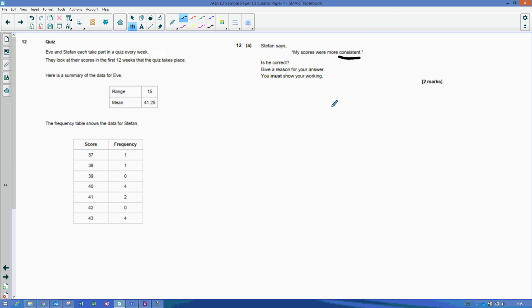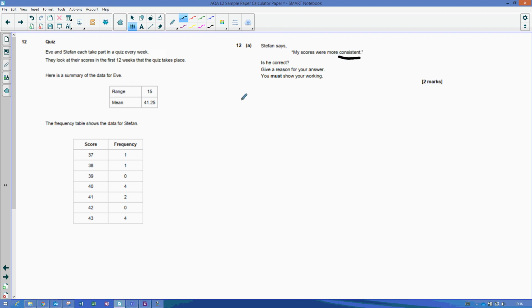Somebody is more consistent if they tend to perform the same way all the time. So what Stefan is claiming is he tends to score pretty much the same thing every week, and Eve jumps around, and sometimes she scores high, sometimes she scores low. Problem is, we don't know Eve's scores, so we can't directly compare. But we do know her range, and that's pretty much what consistency is.